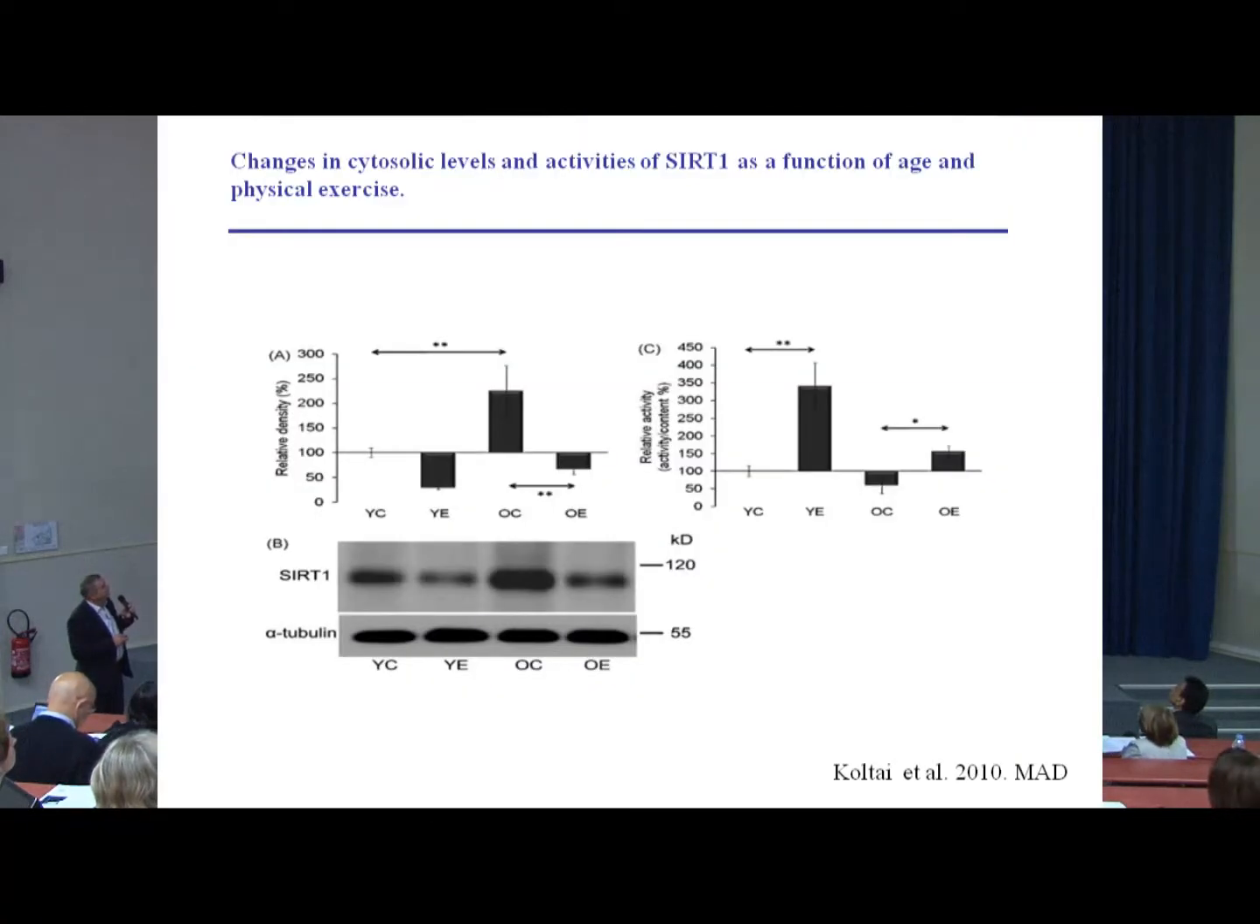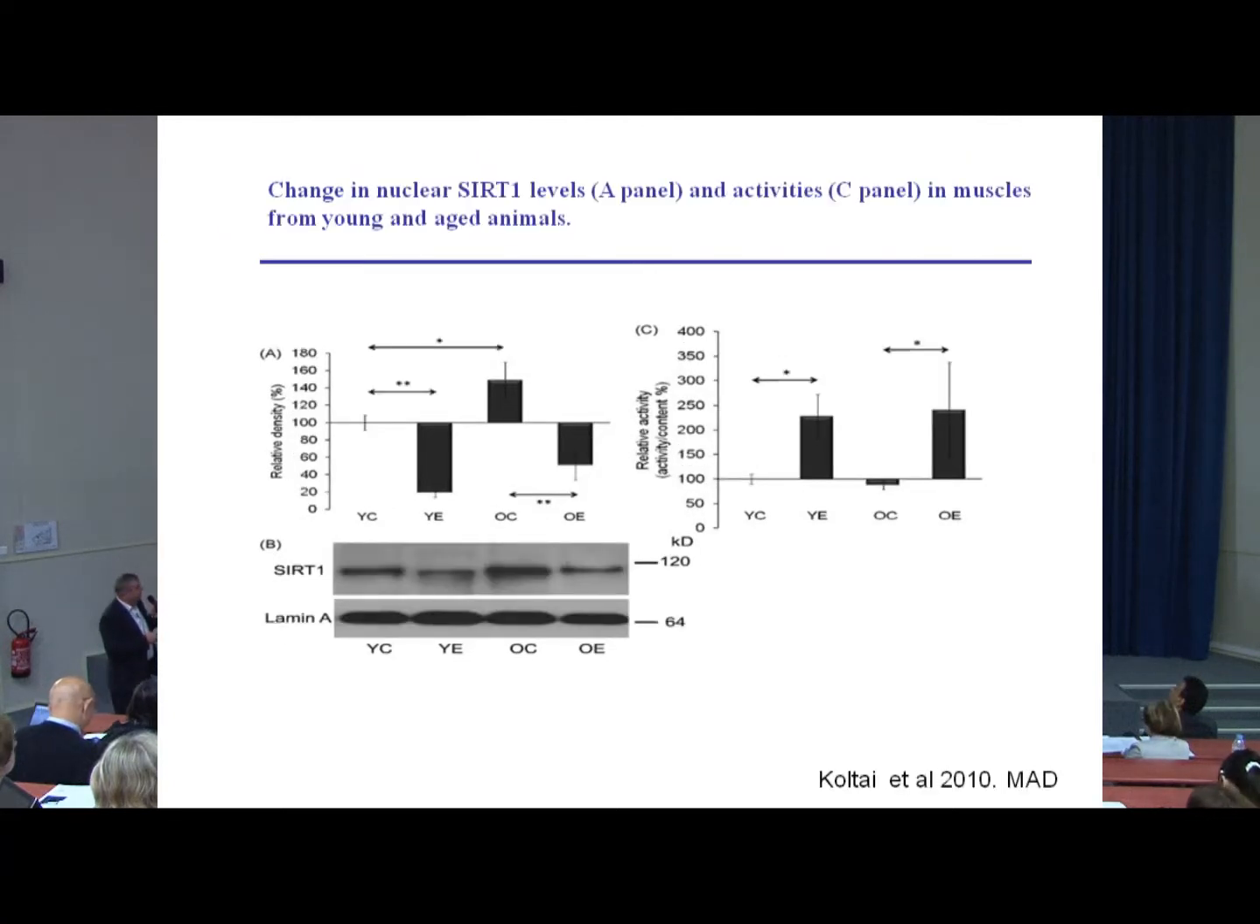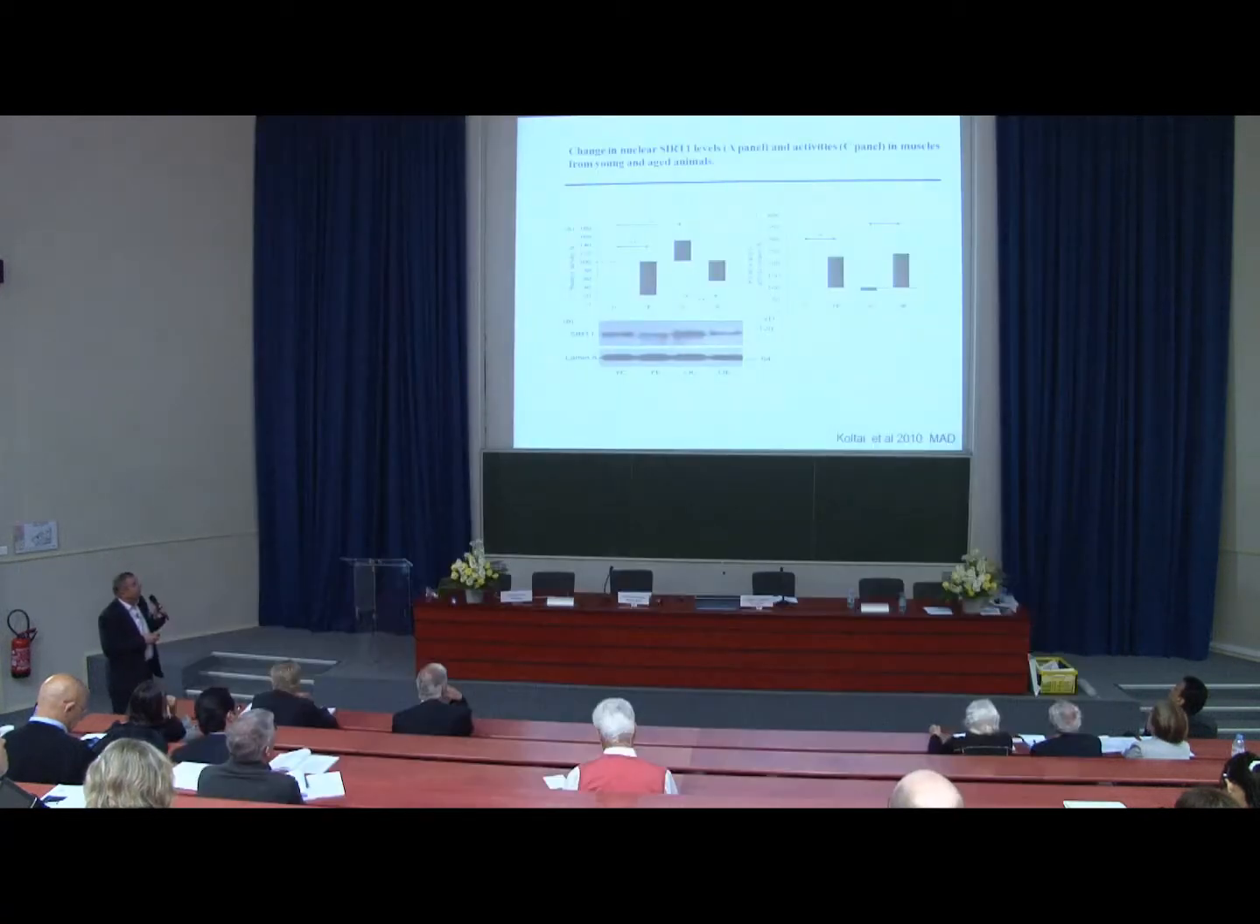In a very similar study, we also checked the activity and content of sirtuins in the cytosol and in the nucleus, because of course we could see some significant differences here. Again, we found that with aging we got decreased activity, and exercise training increased the activity in the cytosol, and also increased the activity of this enzyme in the nucleus as well. So it's quite simple that exercise induces the activity of SIRT1 in this situation.